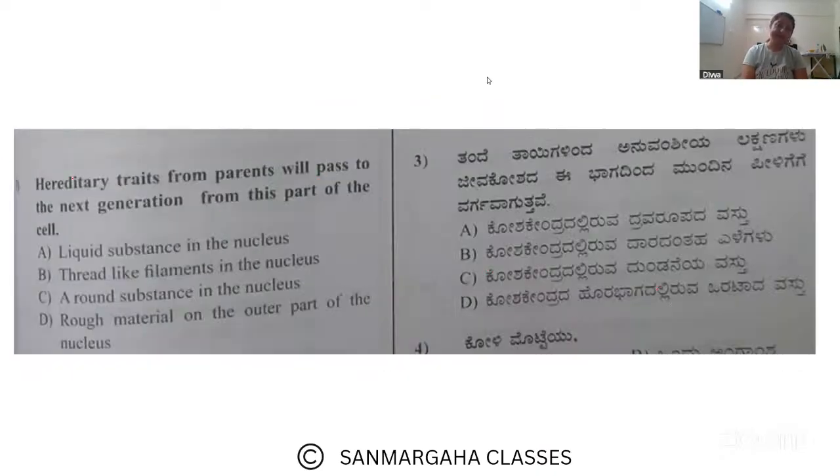Okay, hereditary traits from parents will pass to the next generation from this part of the cell.